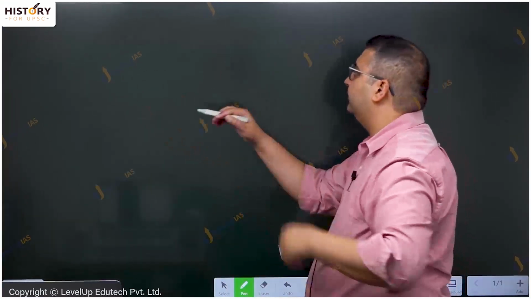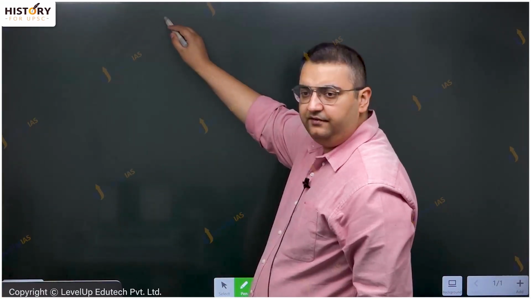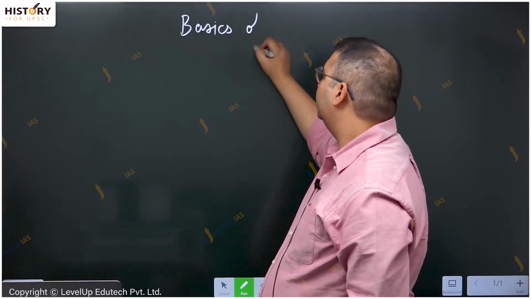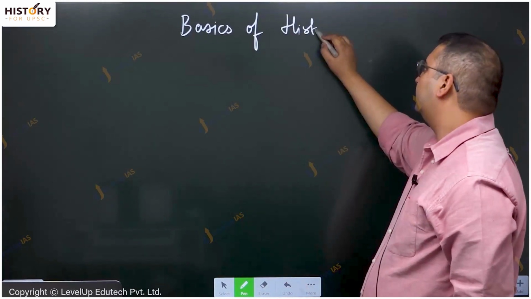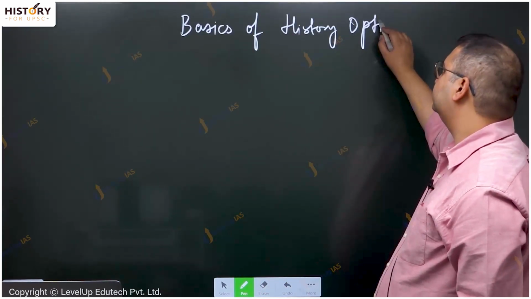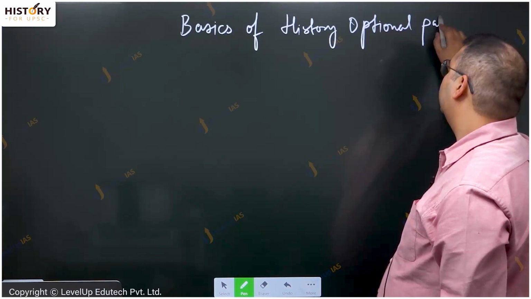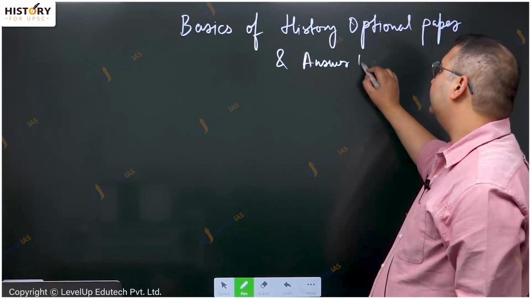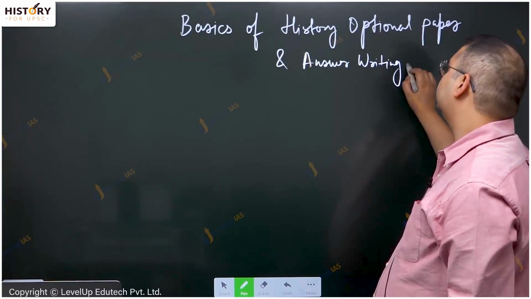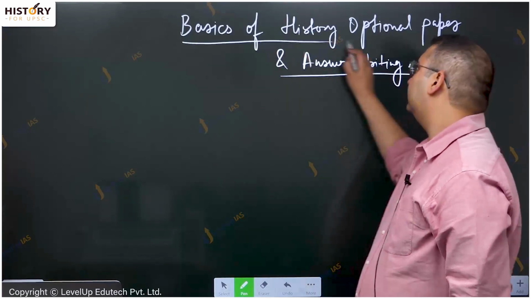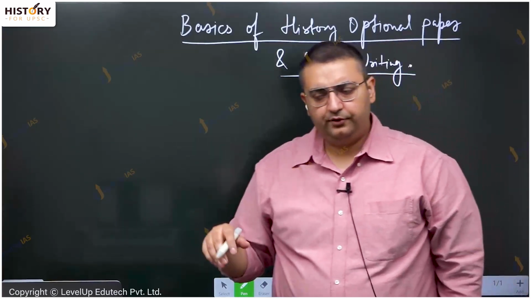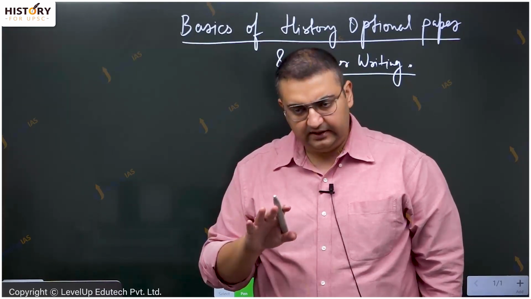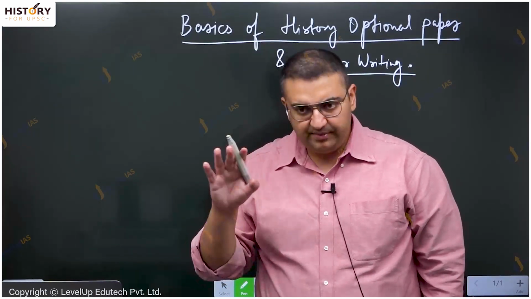Right. So first, I want to give you some insights into the basics of history optional paper and answer writing. So I'm sure most of you must know what the paper consists of, what the syllabus is, how many parts the syllabus is divided into, how the paper appears, etc.